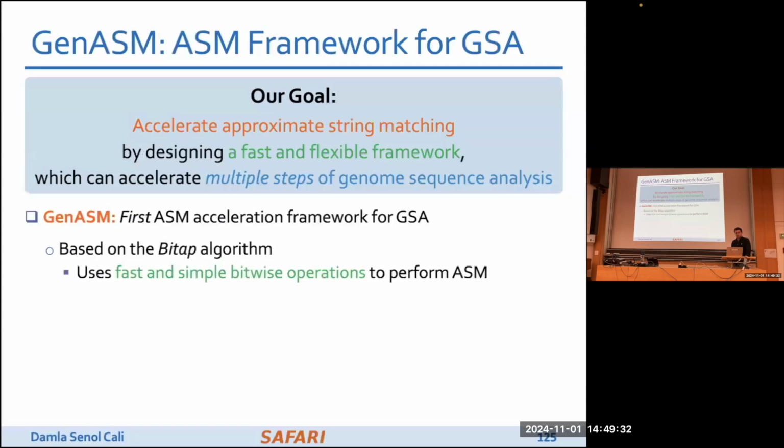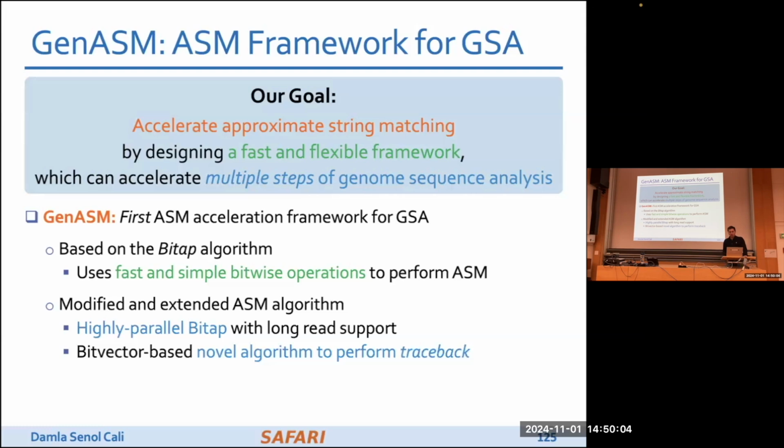And this is the first approximate string matching acceleration framework for genome analysis. We say framework because this is highly flexible to certain parameters. It uses an approximate string matching algorithm called BiTAP, because it can perform approximate string matching using simple and fast bitwise operations. So this is really suitable for simple, cheap hardware. But we don't stop there, because BiTAP has limitations. So we modify the algorithm as well, so that we provide the support that we need for alignment.